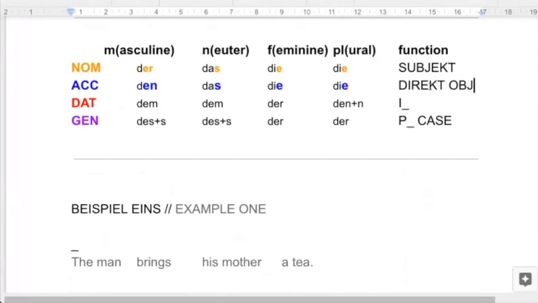Don't worry about that. Just notice it. You don't have to know these terms. I will show you later how to find the accusative without thinking in these grammar terms.